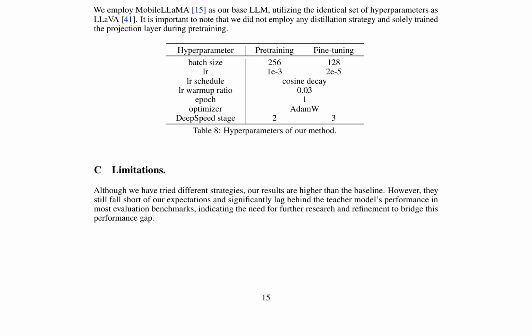The hyperparameters used include a batch size of 256 for pre-training and 128 for fine-tuning, a learning rate of 1E3 for pre-training and 2E5 for fine-tuning, with a cosine decay learning rate schedule and a learning rate warm-up ratio of 0.03. Despite achieving higher results than the baseline, the authors acknowledge that their results still fall short of their expectations and lag behind the teacher model's performance in most evaluation benchmarks. This highlights the need for further research and refinement to bridge this performance gap. The authors identify this as a limitation of their approach, emphasizing the need for continued exploration and improvement.